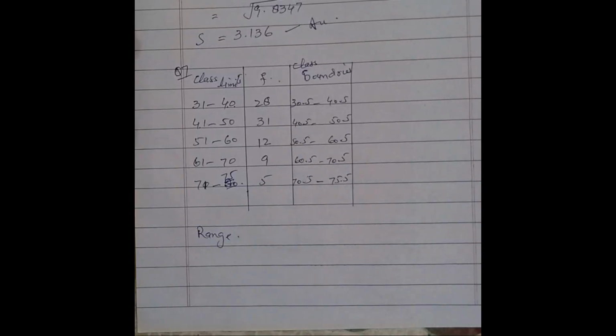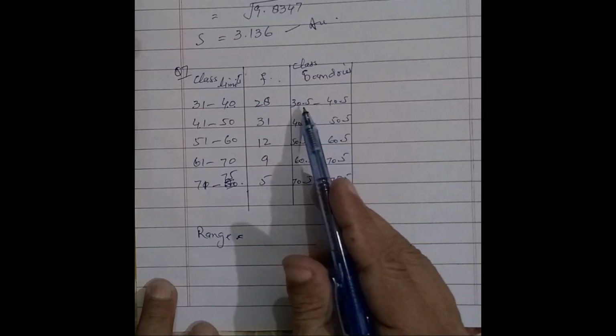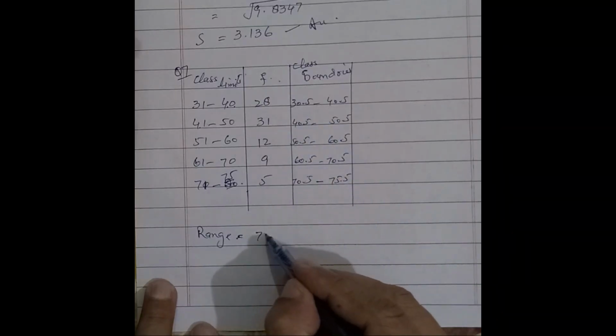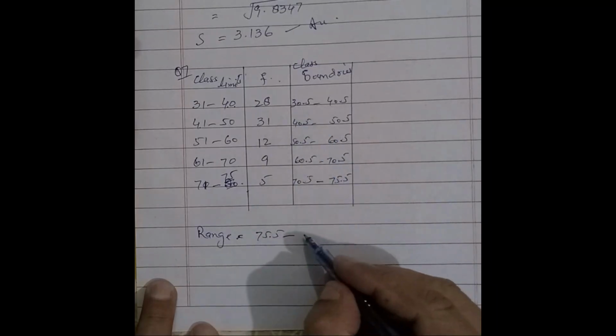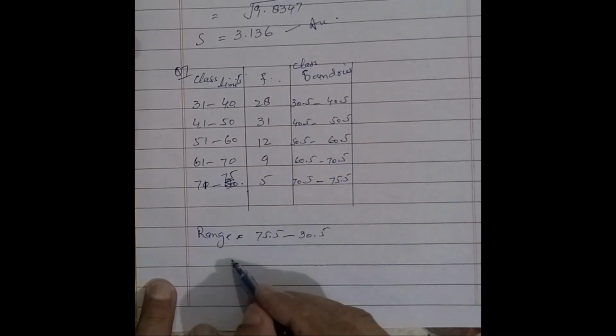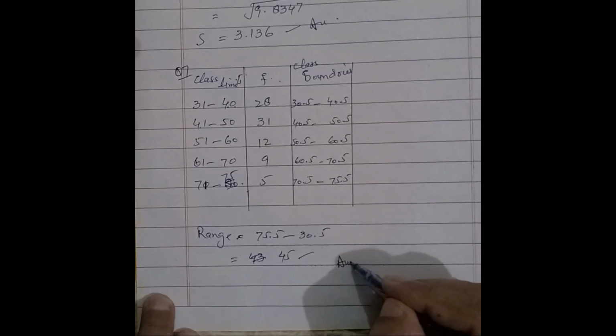And the range, we know, is the difference between the maximum value minus the minimum value. In this case, the maximum value of the class boundary is 75.5, and the lowest value is 30.5, and their difference is the answer to question 7.